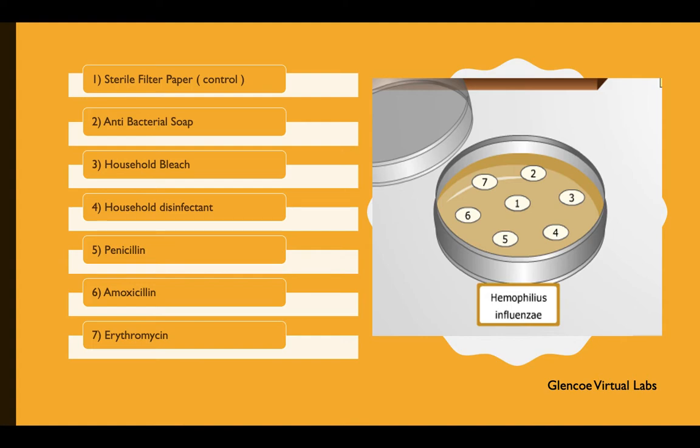Next, students conducting the experiment placed a single paper disc from each tube of antimicrobials onto all 3 of the inoculated plates, which is your image on the right. Like I said, they're in a specific order. As you can see, they're numbered. 1, our sterile filter paper as our control. 2 would be our antimicrobial soap. 3 would be our household bleach. 4, household disinfectant. 5, penicillin. 6, amoxicillin. And 7, erythromycin. So these samples were placed into the incubator for 24 hours after being inoculated.